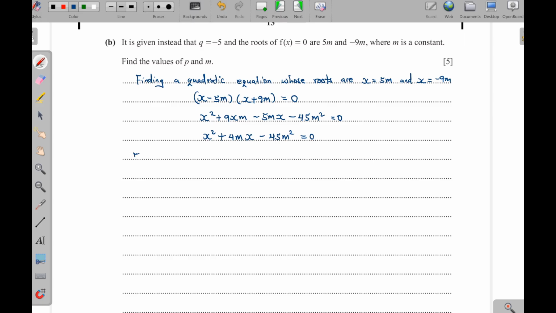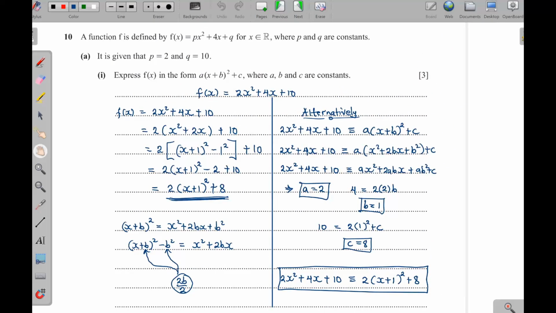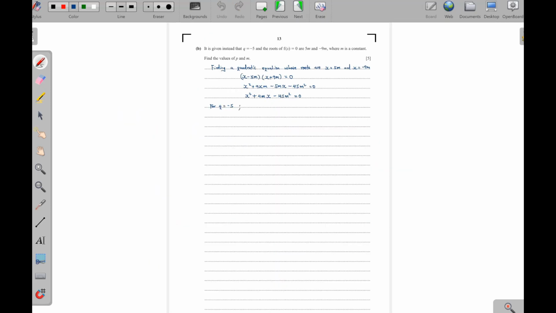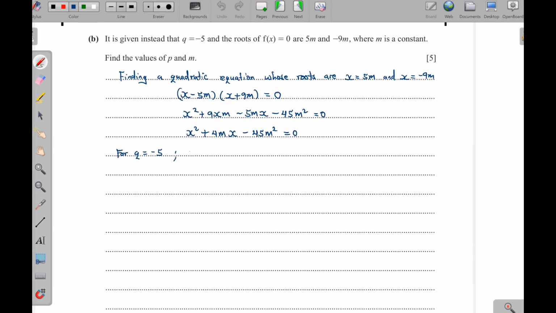Now, they told us that q is equal to negative 5. For q equal to negative 5, what do we have? Let us check again here. We shall have px squared plus 4x minus 5, which will be equal to 0.